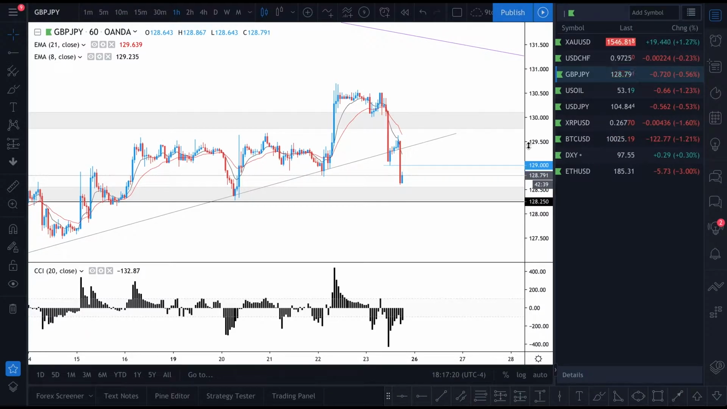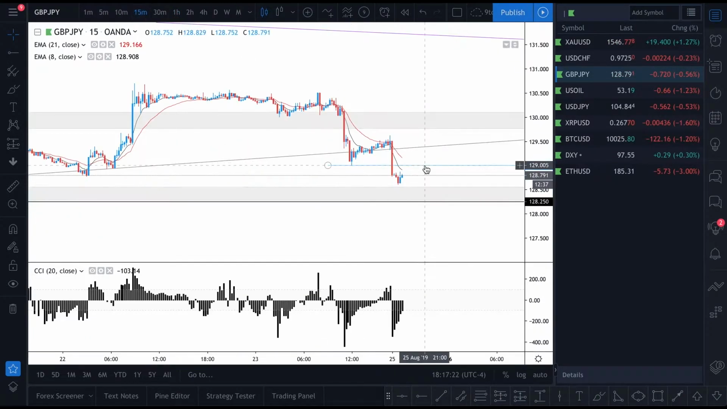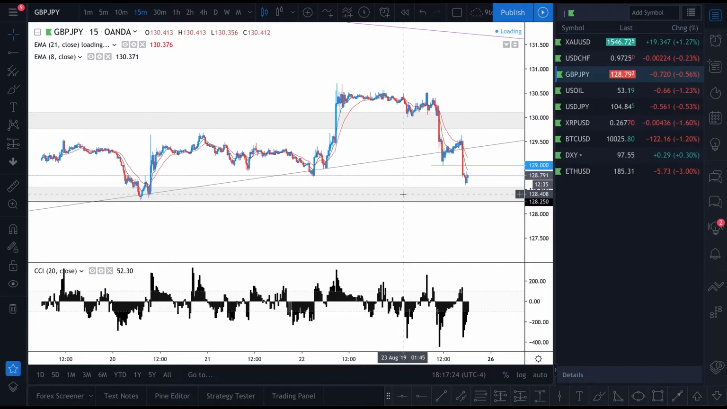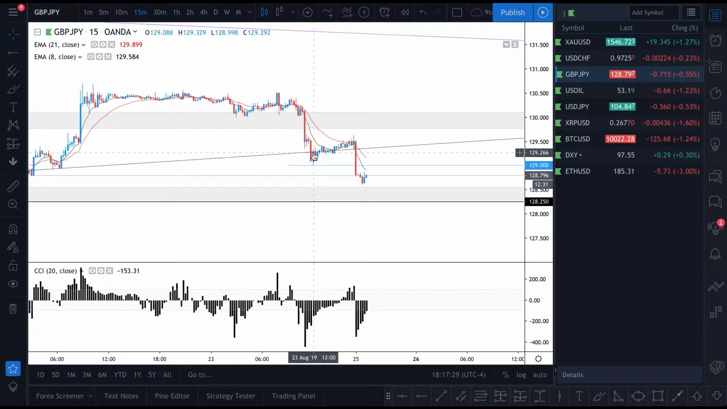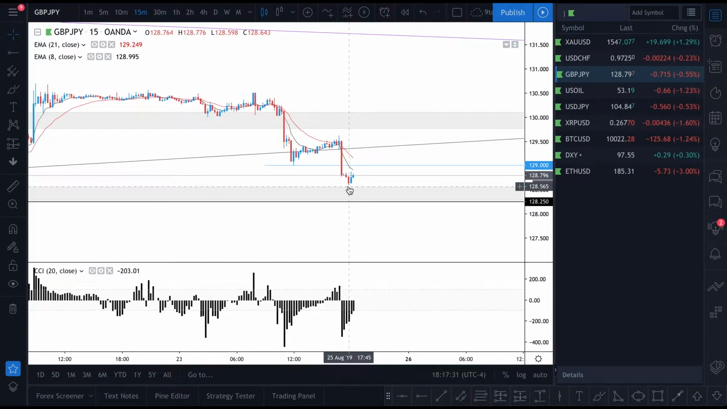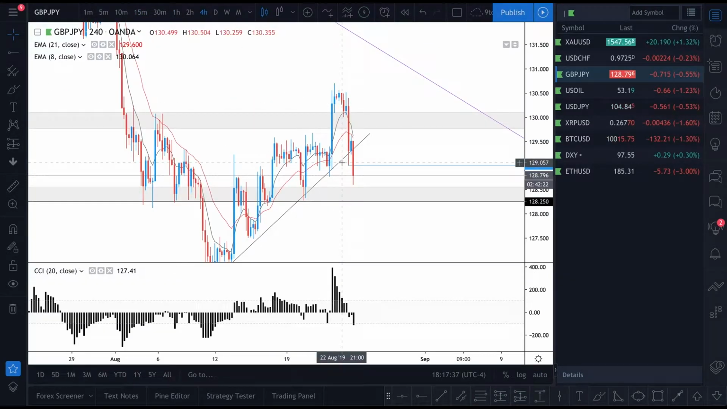GBPJPY is already starting to show some slowdown because it's been open for a while. It's been open for at least an hour, I think. So I'm trying to also find some reversal patterns in here that I can get in on a pullback. This was just a long continuation pattern that finally broke out when the market opened up. Same thing here. I'm looking for an entry, looking for a pullback entry.